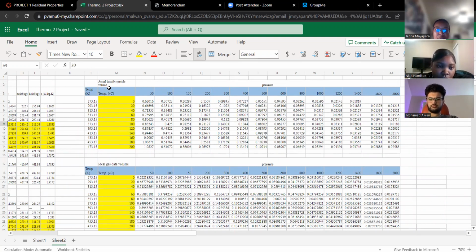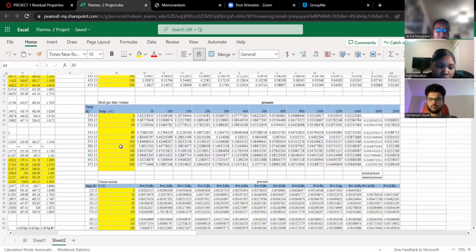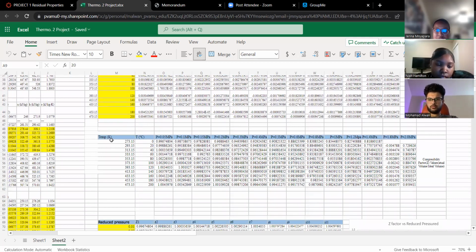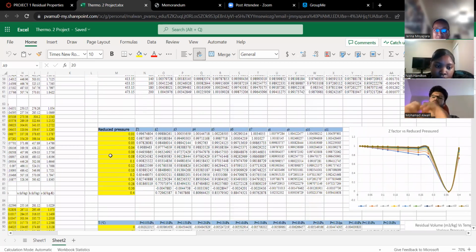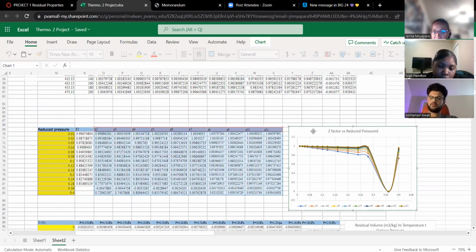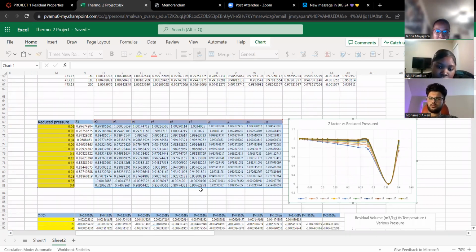Excel here. Once we did that, we calculated the ideal gas values for the volume residual. And we went down to the temperatures as well to calculate the Z vector for the volume ideal and the total. Once we did that, we went to reduced pressure and calculated the Z vectors from 1 till 11, our specific ranges. And then we graphed all of that. And this is how we actually got our data and our graph.